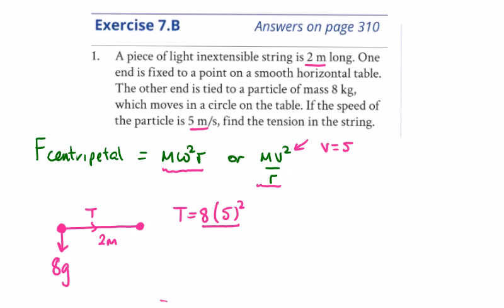No triangle diagram in this one. So that's going to be equal to 8 times 25, 200 over 2, which is 100 newtons. Just a nice easy start before we get into the more complicated ones.